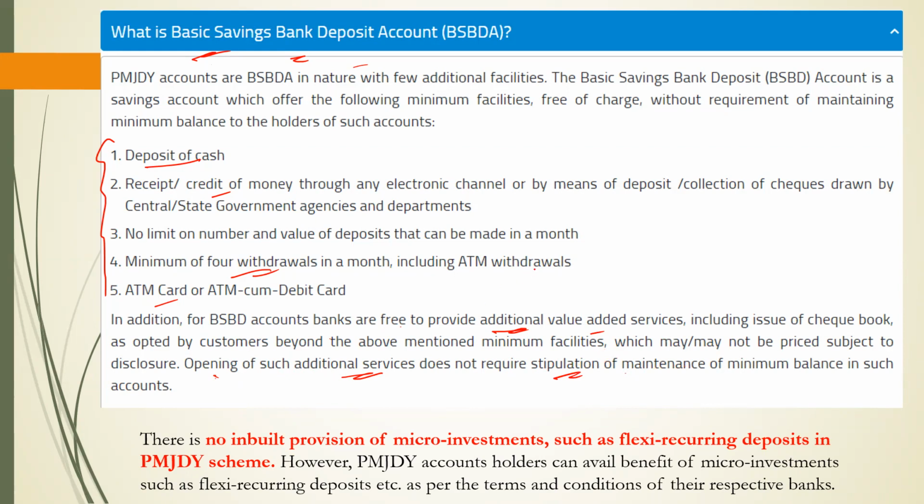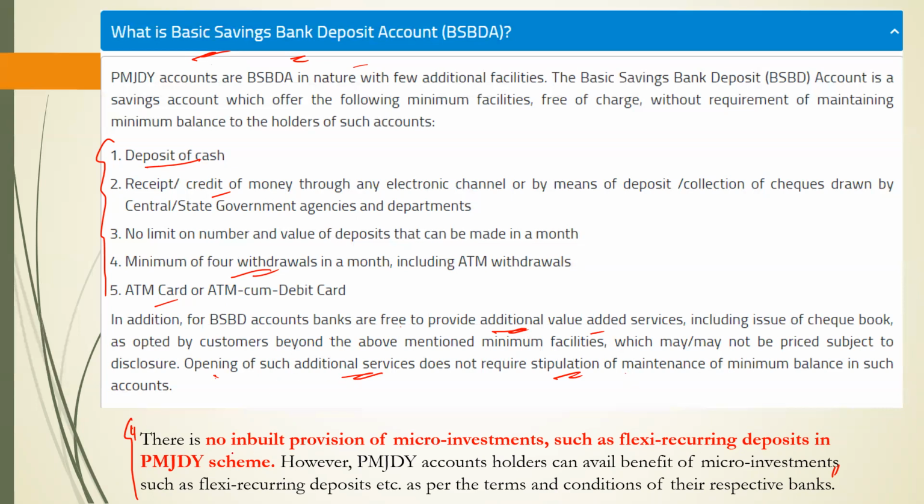So again, if you are providing additional services under the scheme, you cannot ask your customer to have a minimum balance. That should not happen. It is up to the banks per se if they want to give those additional services. Now, why are we focusing on this point here? This is a recent clarification given by the finance minister in the parliament, especially regarding fixed recurring deposit.